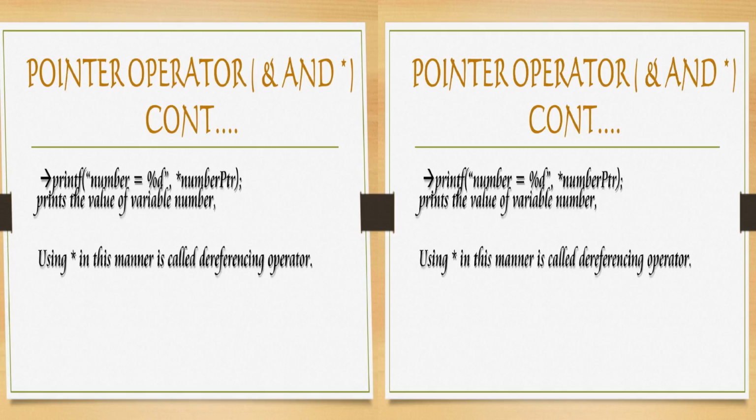Pointer operator and star. First, after a pointer is assigned to a particular address, the value at the pointer's address can be accessed or modified using the star operator. Second, this operator is commonly called the indirection operator or the dereferencing operator. Third, the star operator returns the value of the object to which its operand points.